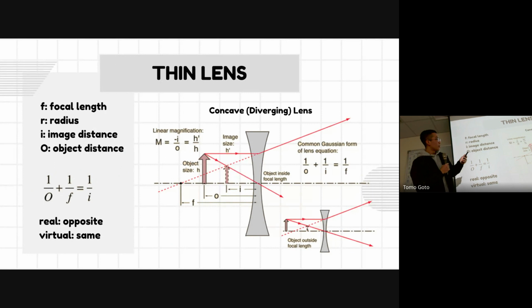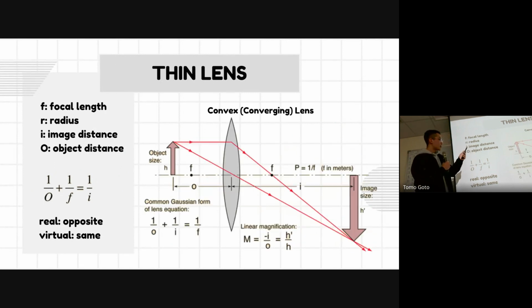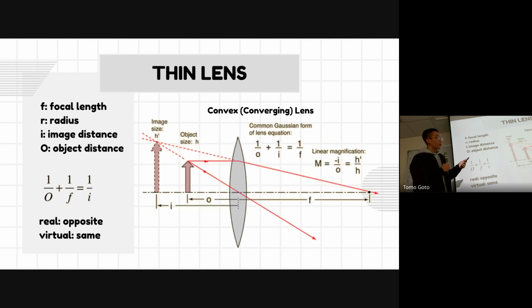As for the convex lens, all converging lens... so I typed wrong. For the converging lens, it has the same characteristics of the concave mirror. So when the object is beyond the focal length, a real image is formed. And when it's within the focal length, a virtual image is formed.